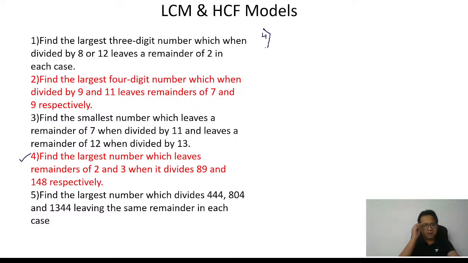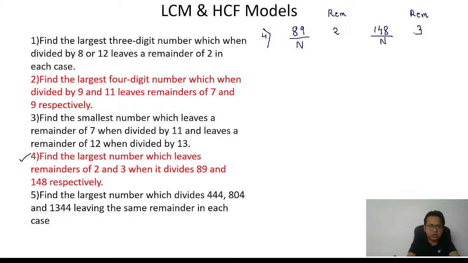Find the largest number which leaves remainders of 2 and 3 when it divides 89 and 148 respectively. So basically, you have a number. Largest number, let the number be n. So 89, if you divide by that number, the remainder is 2, and then 148, if you divide by that number, you get remainder as 3.